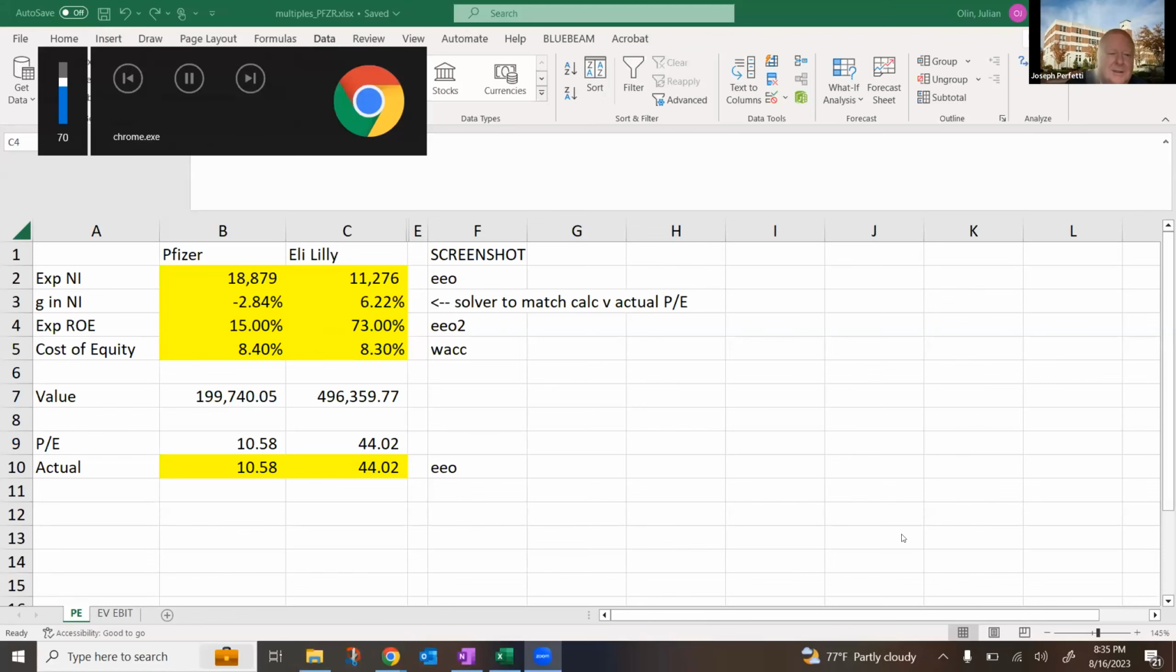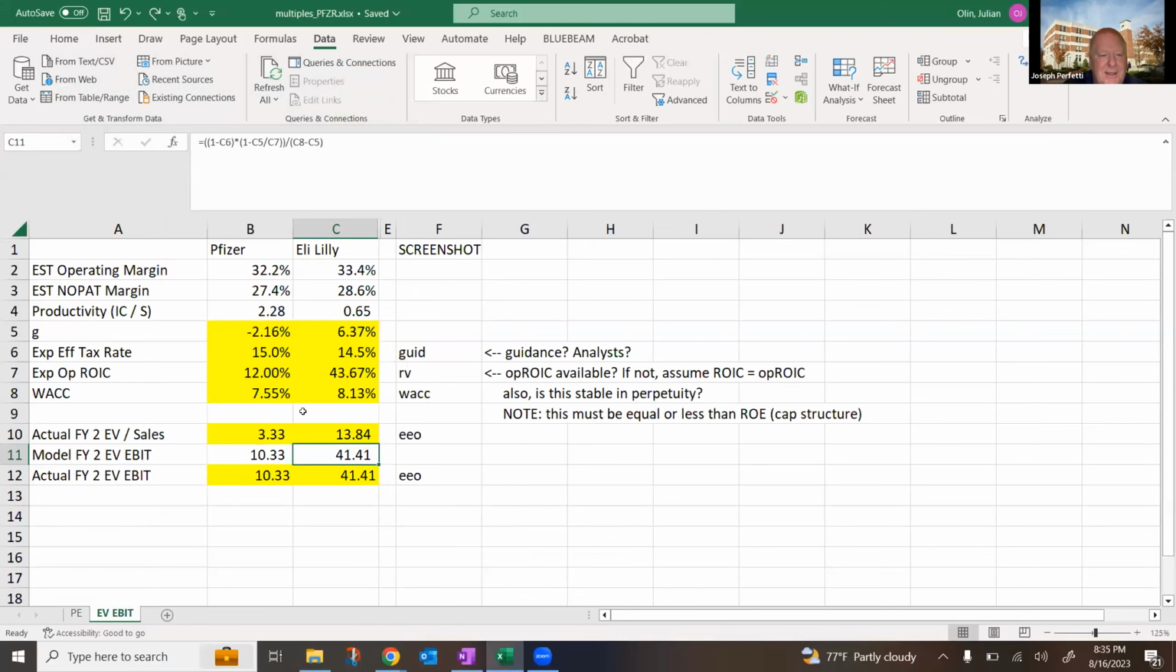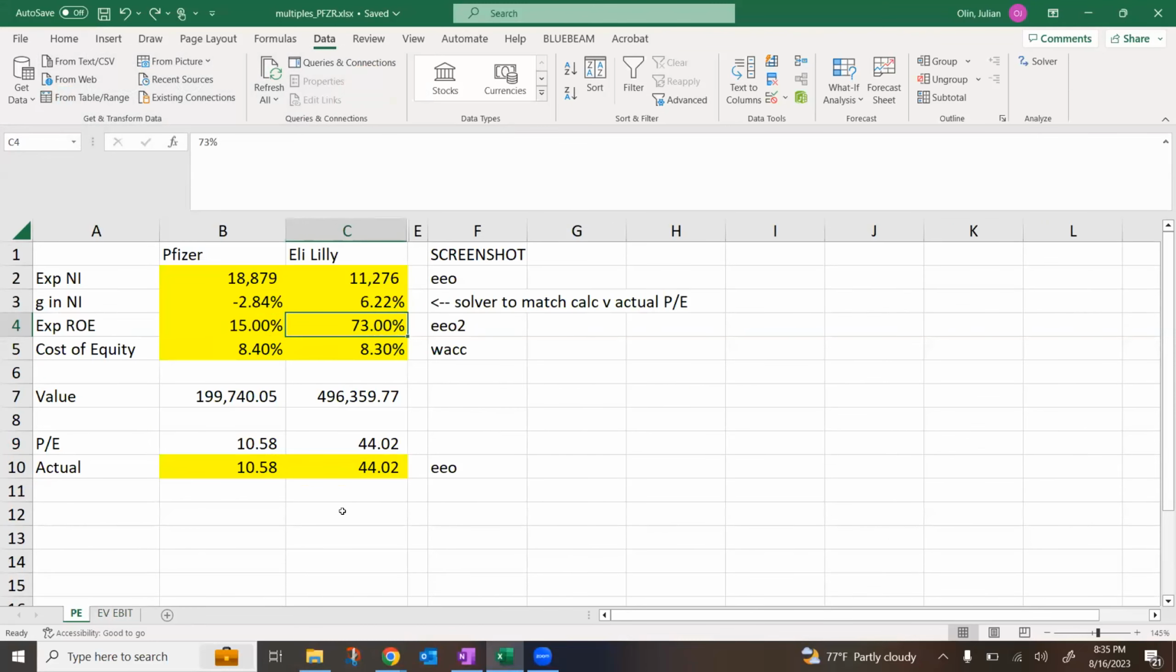So why is, I assume we got some more numbers, why is Lilly's PE so much higher? Go back to the other chat. Oh, sorry. I want you guys to do the analysis. Why is the PE so much higher at Lilly?